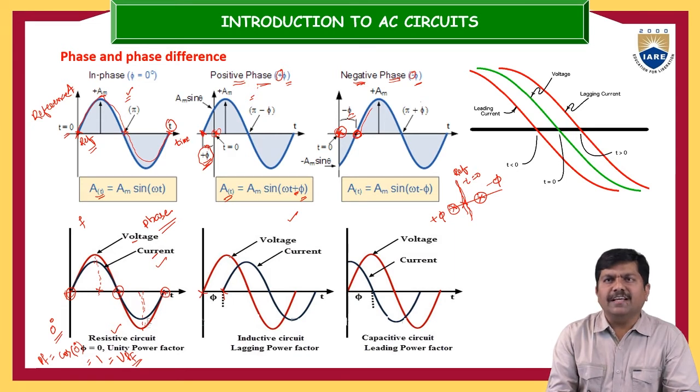Voltage is originating at t equal to 0 and the current is not at 0. It is lagging behind. So how much of an angle? That is nothing but the pi.